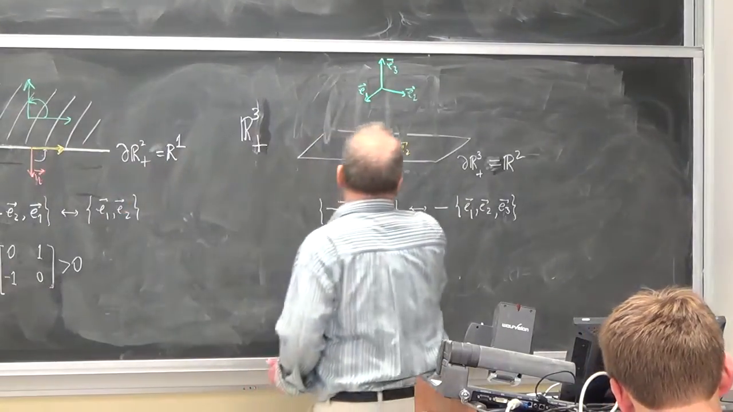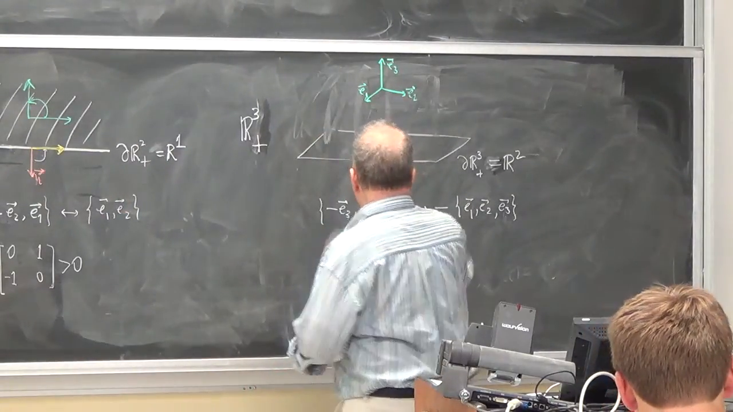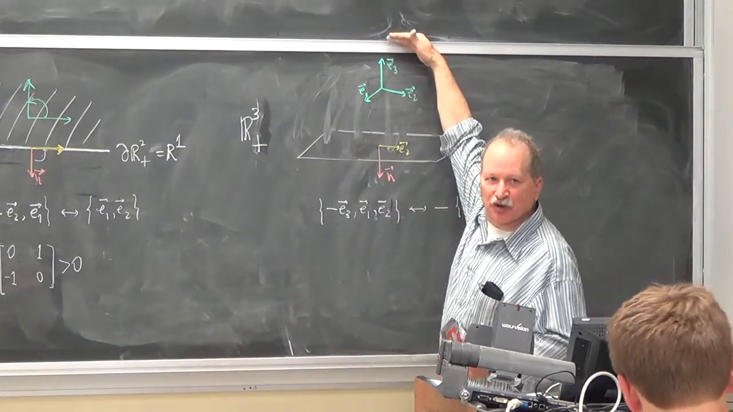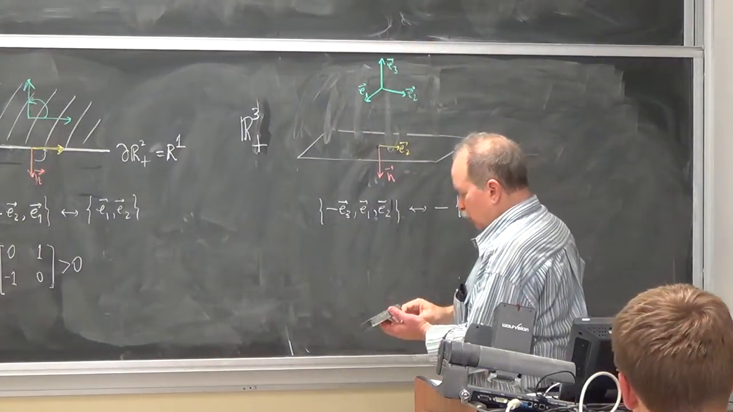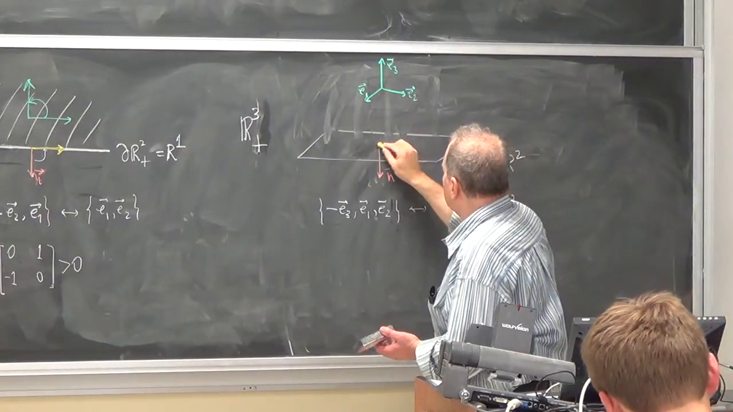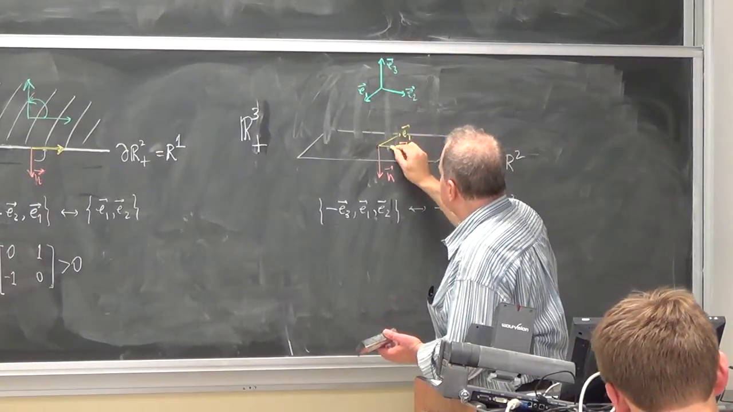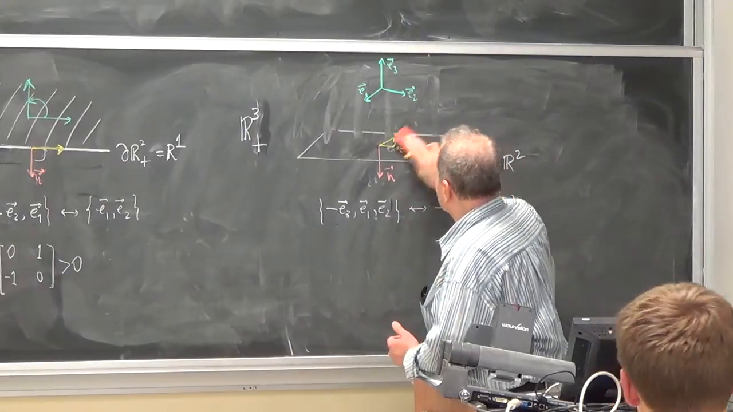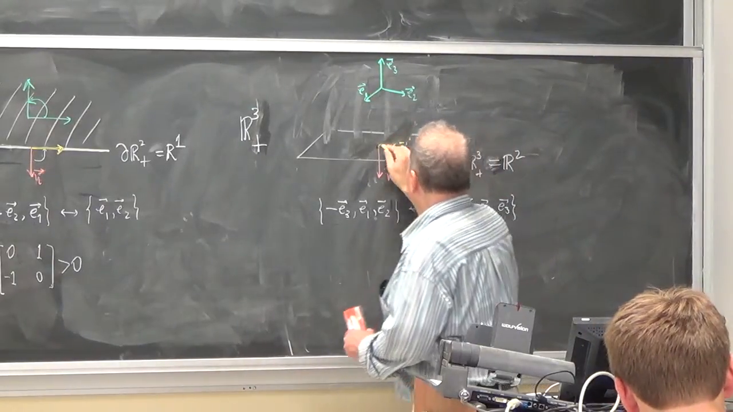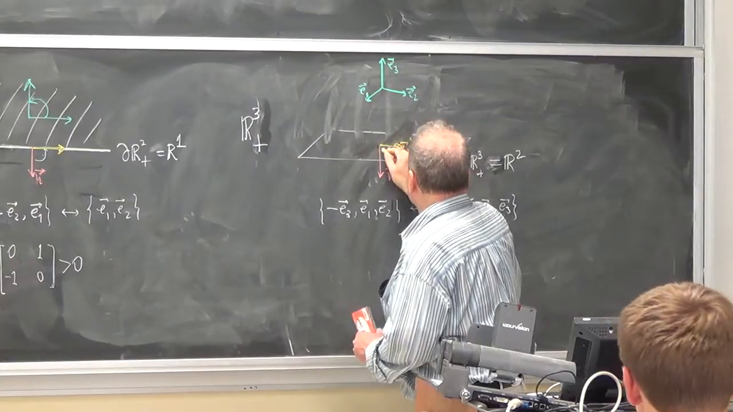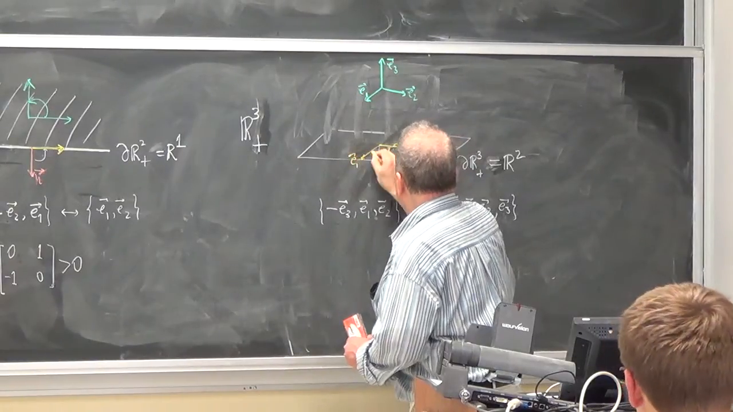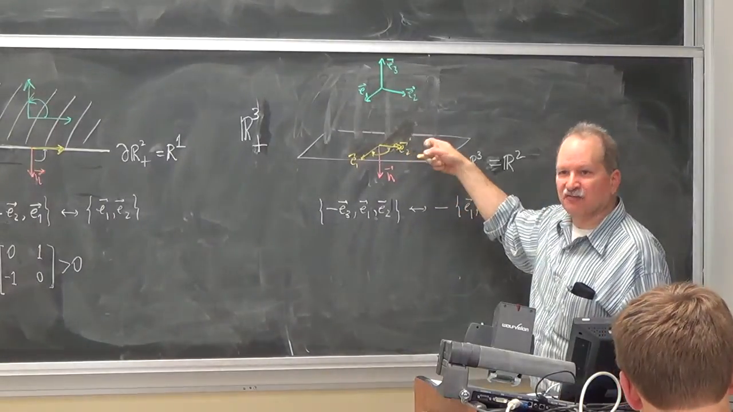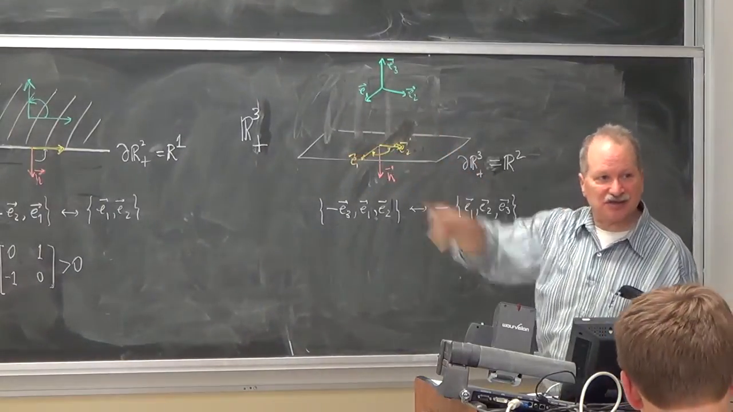But why is e3 negative? Because the outward pointing normal means I'm going down, away from the upper half space. So e2 is going to come first, e1 is going to come second. Oops, I drew that wrong. I drew negative e1. So we're going to do e2 first, and then e1 second, and that would make a positive basis with respect to this boundary orientation.